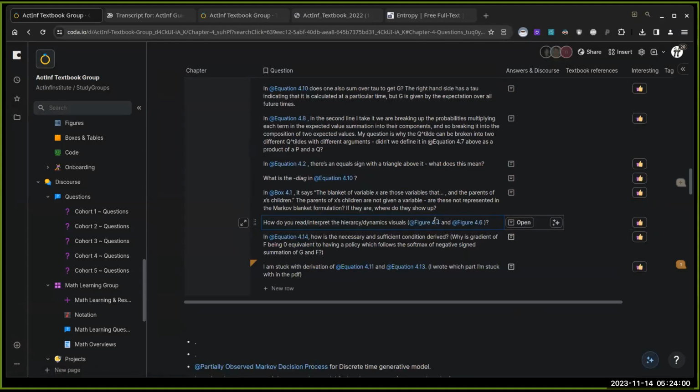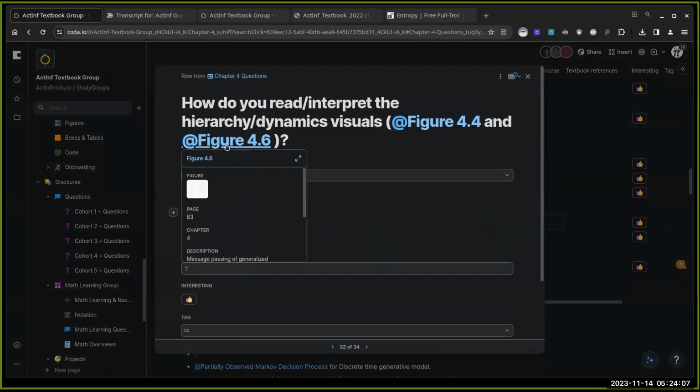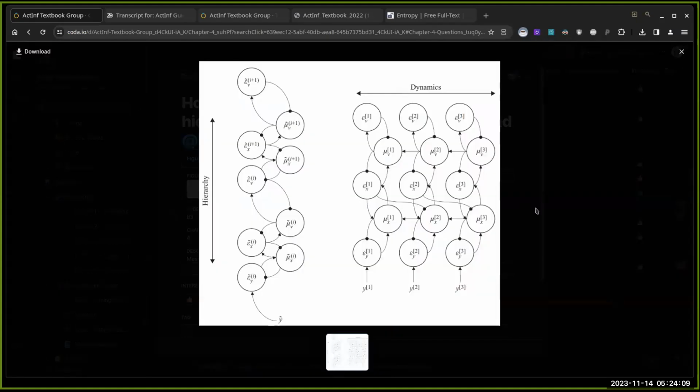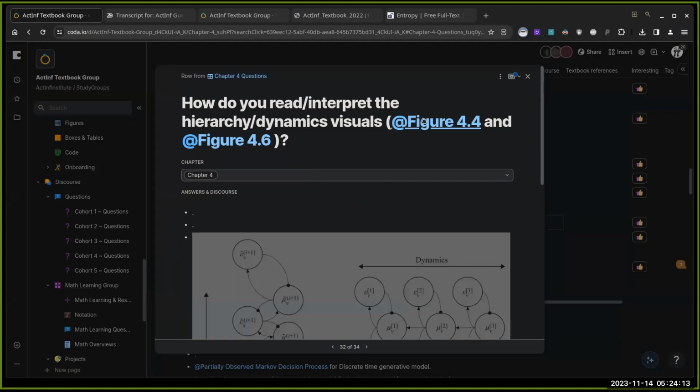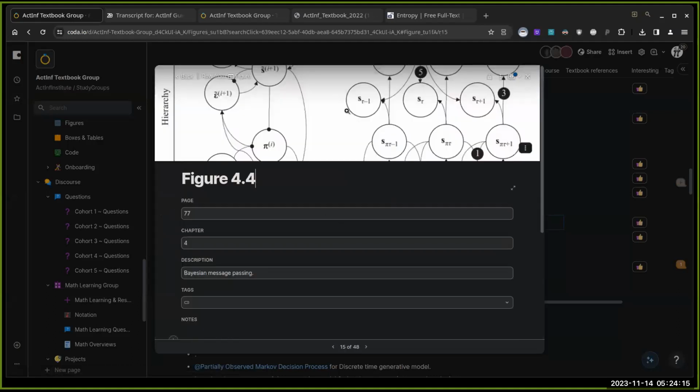How do you interpret the hierarchy dynamics visuals 4.4 and 4.6? What does anyone think?